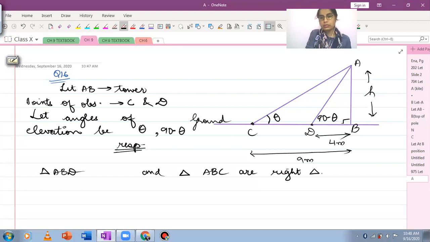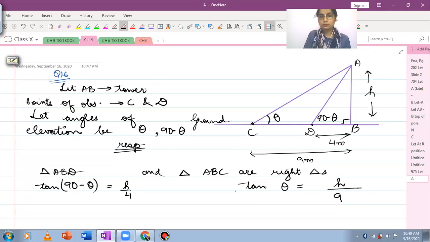Apply the suitable T ratios. So you have tan theta, this is the larger triangle. Let me just use it in the smaller triangle first of all. ABD is the smaller one. So tan of 90 minus theta will be equal to h by 4, and in the larger triangle, tan theta will be equal to h upon 9. Perpendicular over base. No need, you can leave writing it. It will be there in the video, so you can just watch it and do it from there.